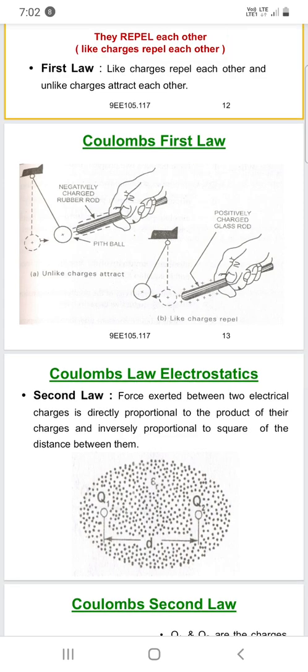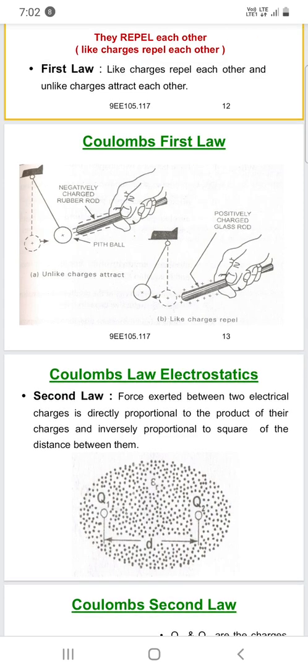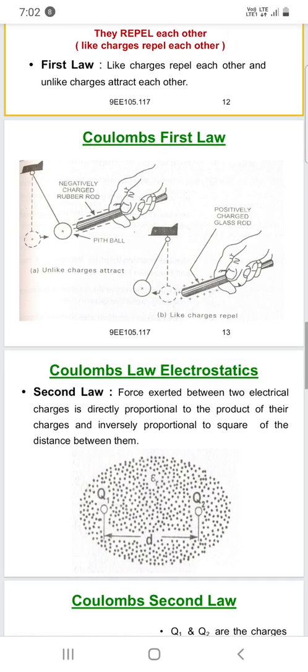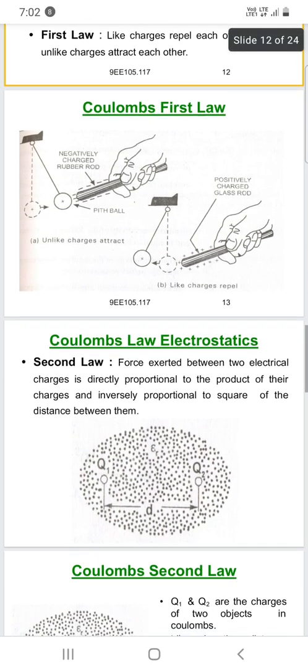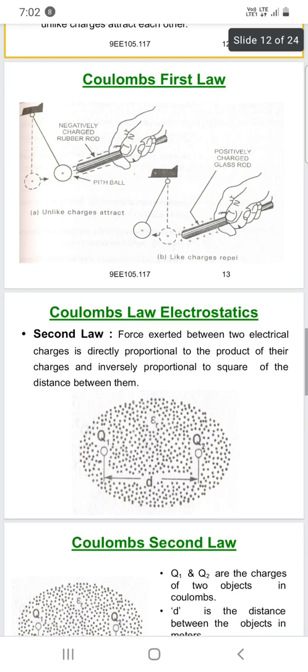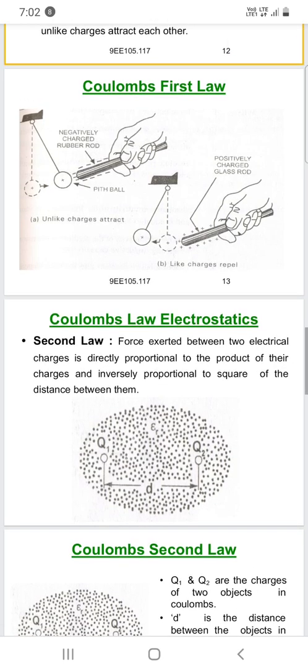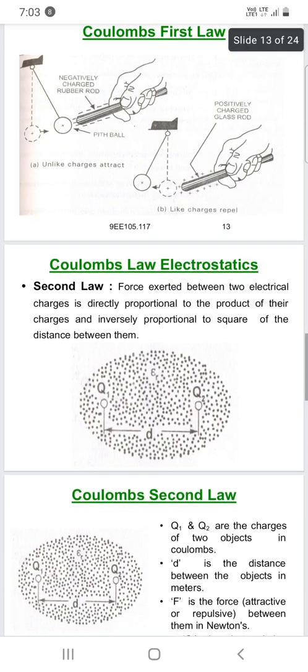Next, the second law. What is the second law? The force exerted between two electrical charges is directly proportional to the product of their charges.